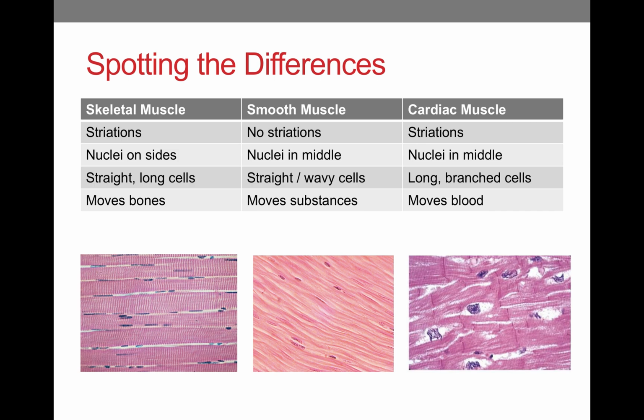Skeletal muscle tissue moves bone. Smooth muscle tissue moves substances like blood or food. And cardiac muscle moves blood within the heart and out of the heart. And that is an overview of the different types of muscle tissue.